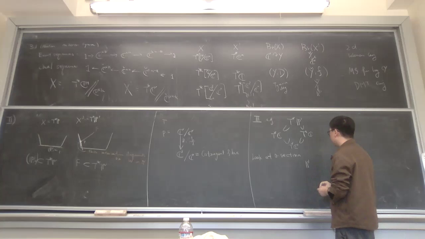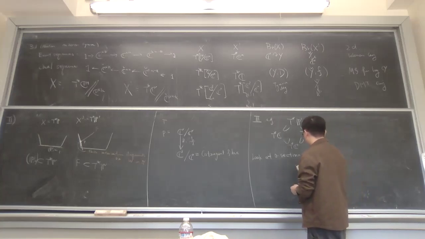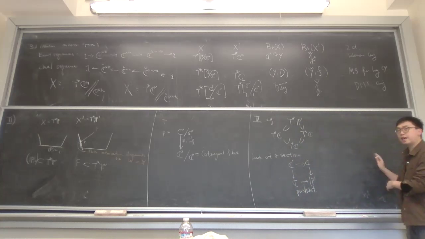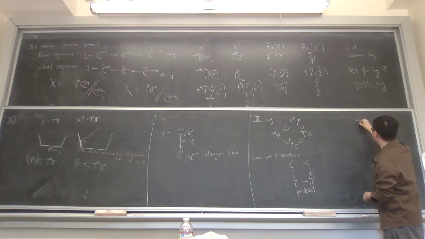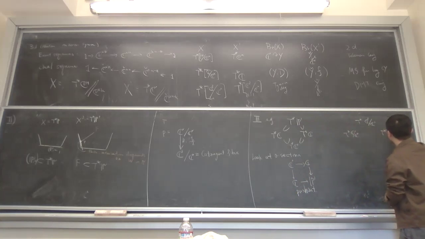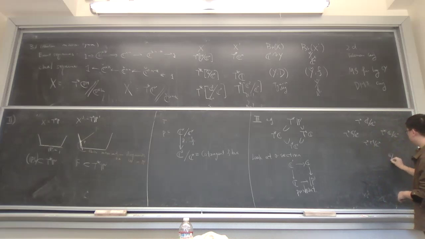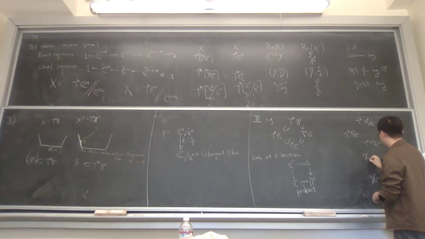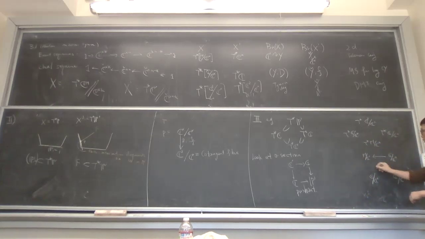If you look at the zero section of P1, there is a pushout diagram. And on the other side, the 3D mirror for this will be T star C2 quotient C star, T star C quotient C star, T star C quotient C star, and T star point quotient C star. Once again, if you look at the zero section, you will have C2 quotient C star, C quotient C star, C quotient C star, and also point quotient C star. But all the arrows are reversed, and this will be a Hilbert diagram.